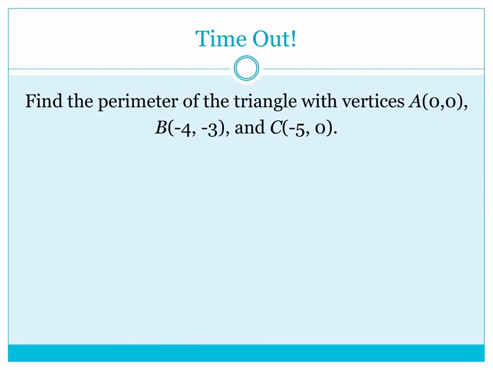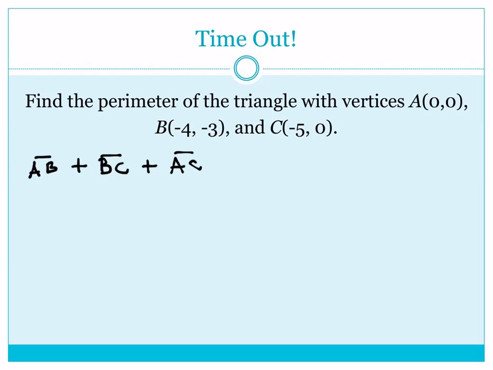All right, this one says to find the perimeter of a triangle with vertices 0, 0, negative 4, 3, and negative 5, 0. A picture would be great if you want to use a picture. That would be just fine on this one. Basically what you're needing, though, is to know the distance between all 3 of these points taken 2 at a time. So we need to know the distance AB. We need to know the distance BC. We need to know the distance AC. So we're going to find each of these 3 distances and we're going to add them up.